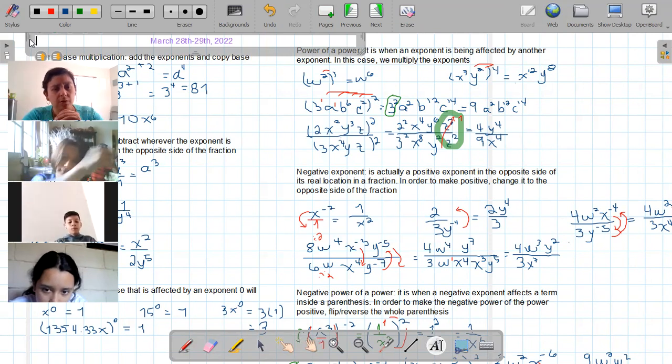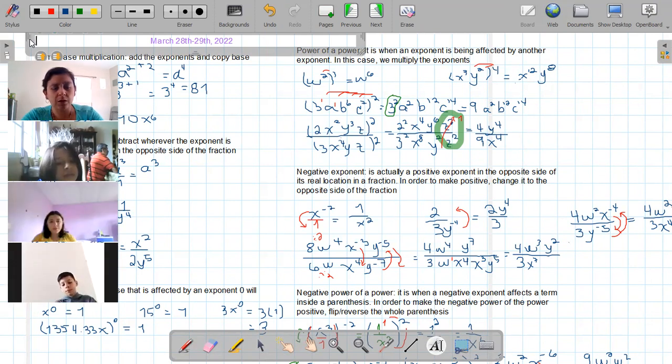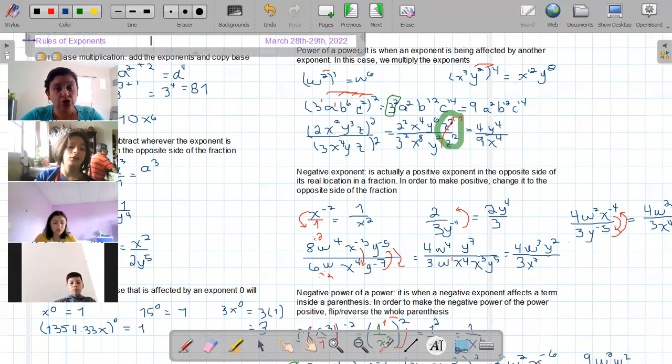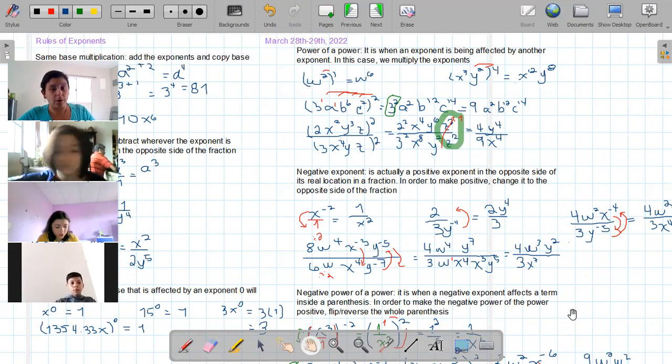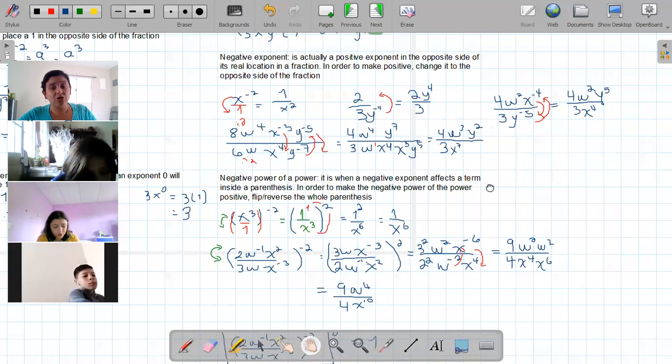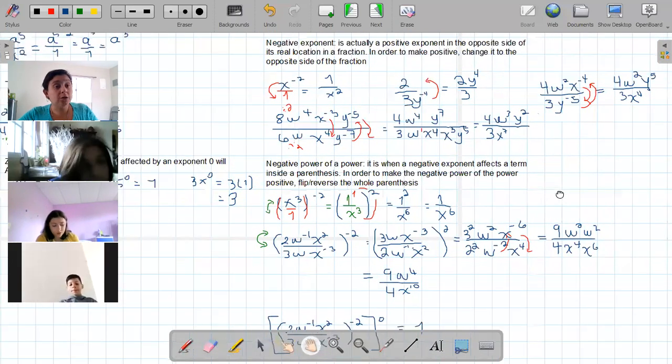What did we see here? Exponents, but what are those specifically? Introduction. Rules. Introduction was yesterday. So today is rules of exponents, because you need to learn them. These are not going to change, okay? These are the rules of exponents, and this is the topic for today.